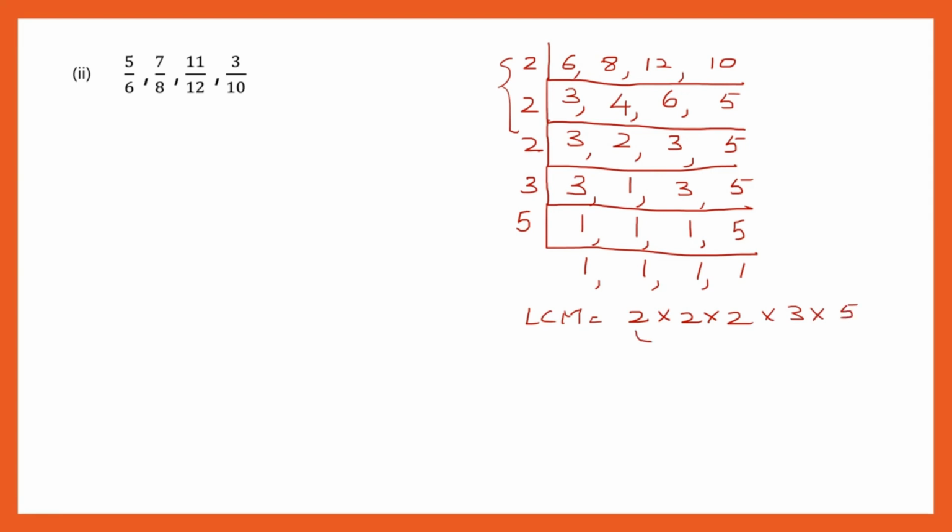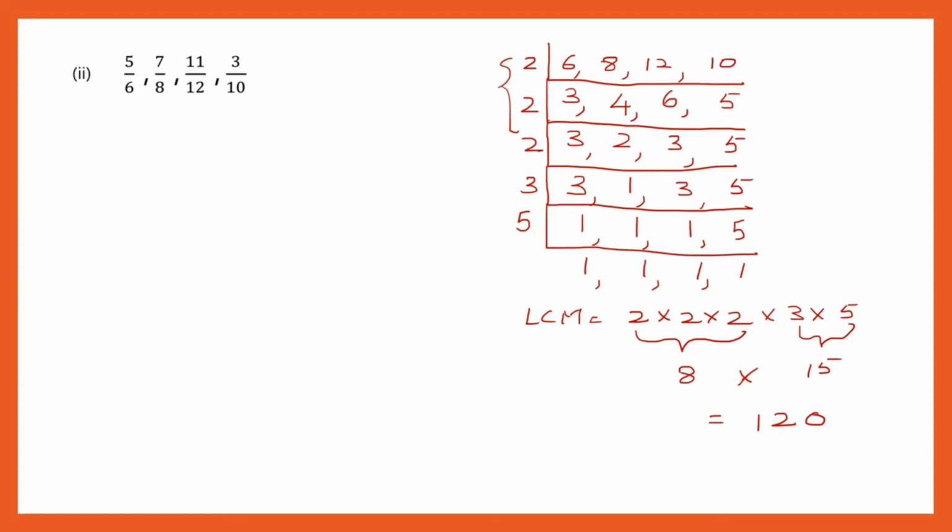So let me multiply all these 2's. 2 2's are 4, 4 2's are 8. I'm trying to make my multiplication easy. Okay, and 3 5's are 15. So I can multiply 8 by 15 and I get 120. So my LCM now is 120. Okay, so let's go back to the question.